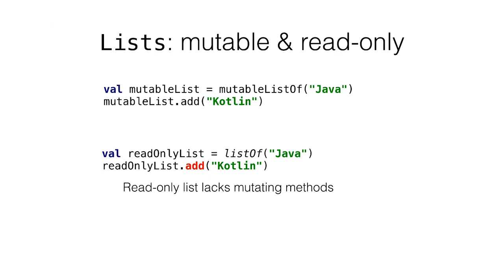In Kotlin, we have a distinction between mutable and read-only lists. Note that we use the same keywords mutable and read-only as for variables. In this case, read-only list just lacks mutating methods. If you try to call add on a Kotlin list, which is a read-only list, the compiler will complain that there is no such method available.